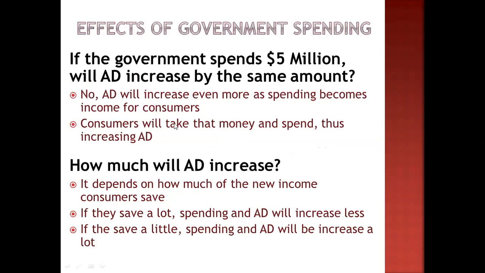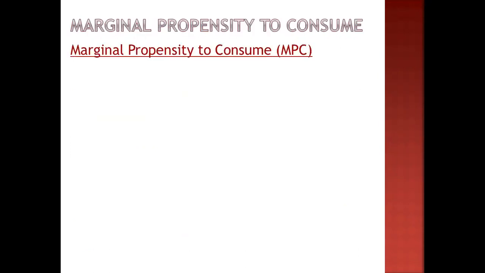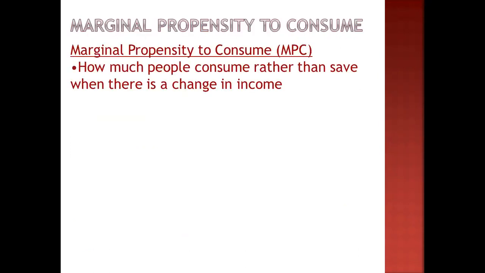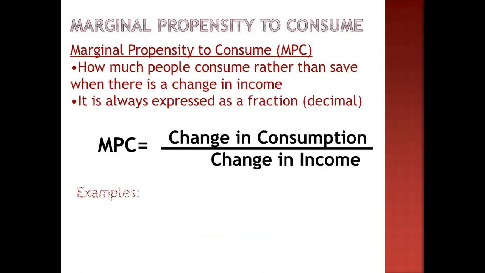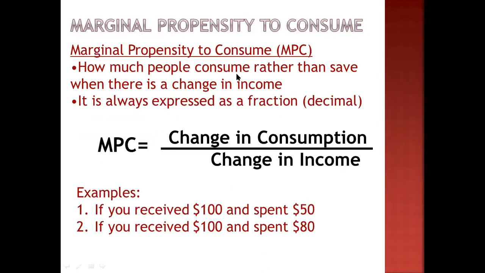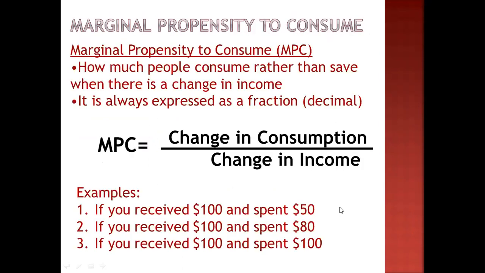So every time money is put into the economy, it's not just spent one time. Consumers get that money, they spend it. Businesses get it, they spend it. And money is spent over and over and over again. Not every penny, some of it's saved, but money is spent multiple times. And what consumers do with it depends on what's called the marginal propensity to consume. It's how much people consume rather than save. It's always expressed as a fraction or a decimal. If you received $100 and spent 50, your marginal propensity to consume would be 50%. You receive $100 and spend 80, it's 0.8. $100, you spend 100, 1.